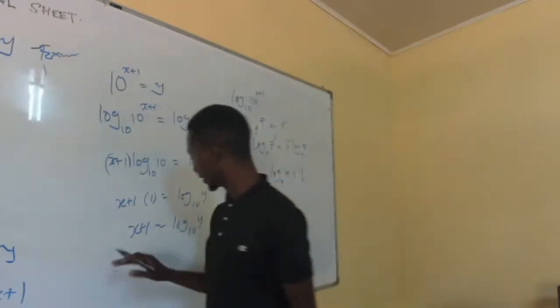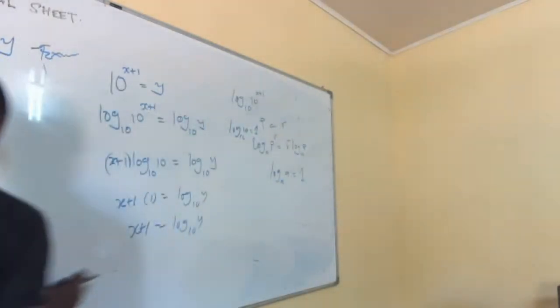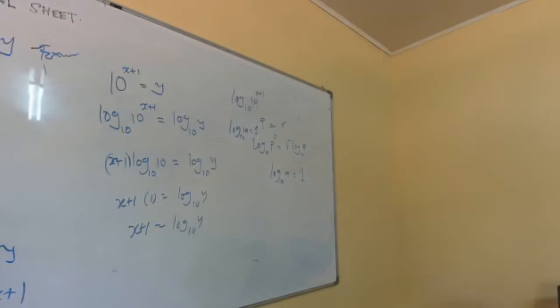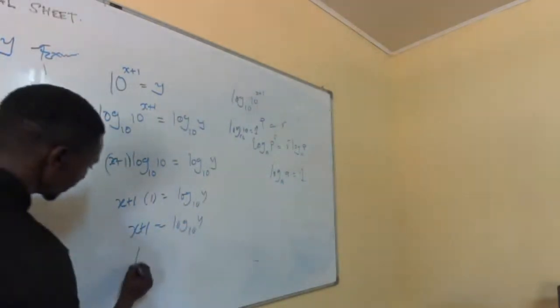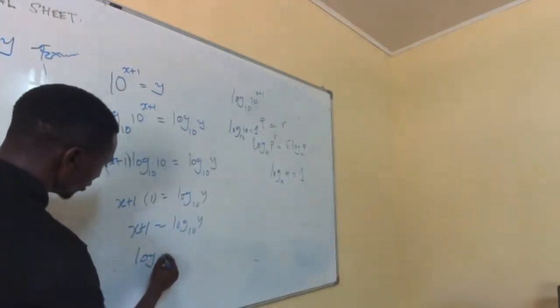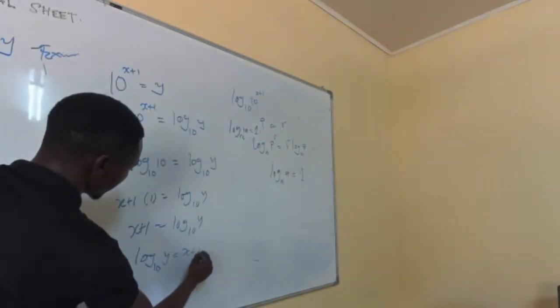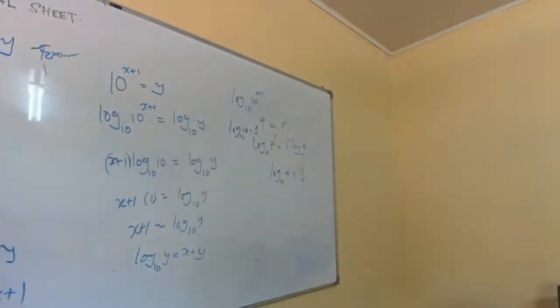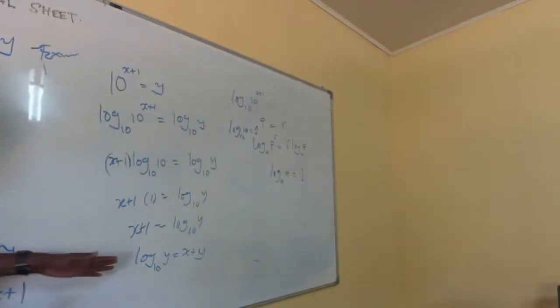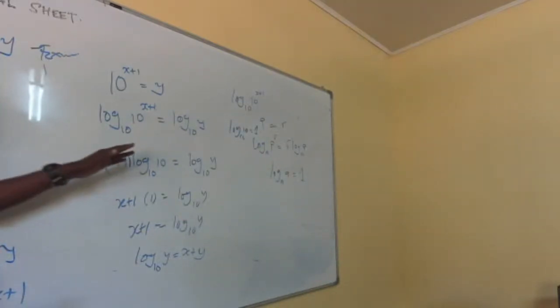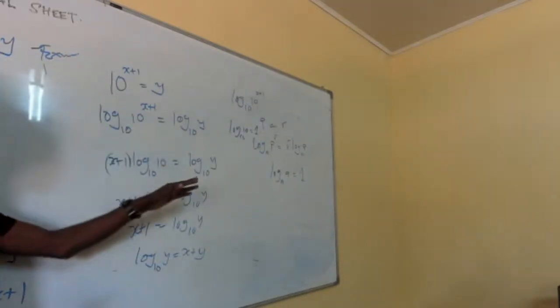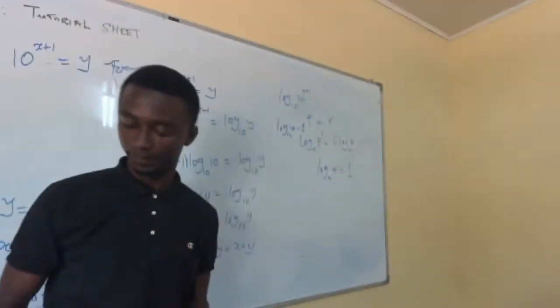As you can see, we're getting the same answers. So even if you use this method, there's no problem. Even if you decide to use that method, there's no problem. So we're getting the same answers. Log 10 y equal to x plus 1. So if you feel you can't manage collecting the like terms, the other method that you can use is that one. So that's the method you can use.